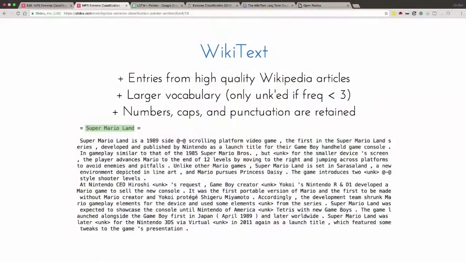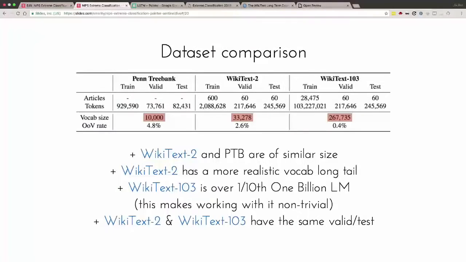So we looked at tackling this by introducing Wikitext. Basically, we took entries from high-quality Wikipedia articles, and we ensured the vocabulary was quite large. We only converted a token to UNK if it occurred less than 3 times, similar to the 1 billion language modeling dataset. And we kept numbers, capitalization, and punctuation as well. And I also quite like it because it has things like Super Mario in it.